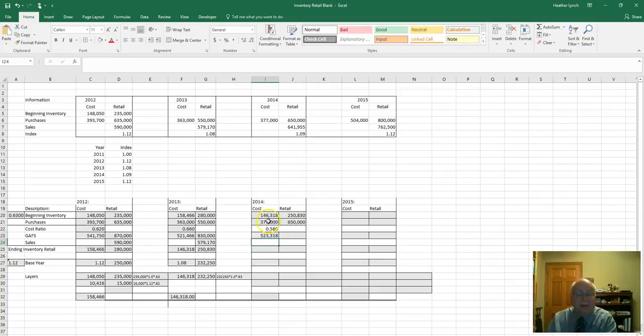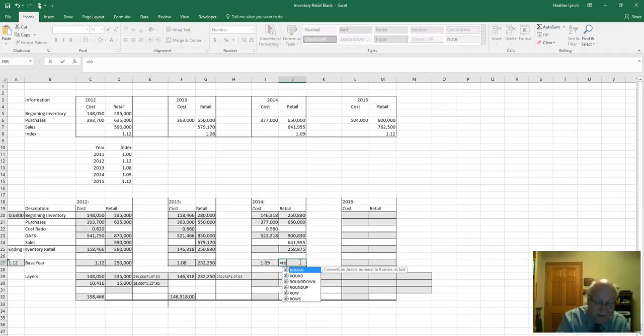146 plus the 377 gives 523,318. And on this side we get 900,830. Our sales, 641,955. And so this will give us then the 900 minus the 641, or 258,875. Our index for this year is 1.09.